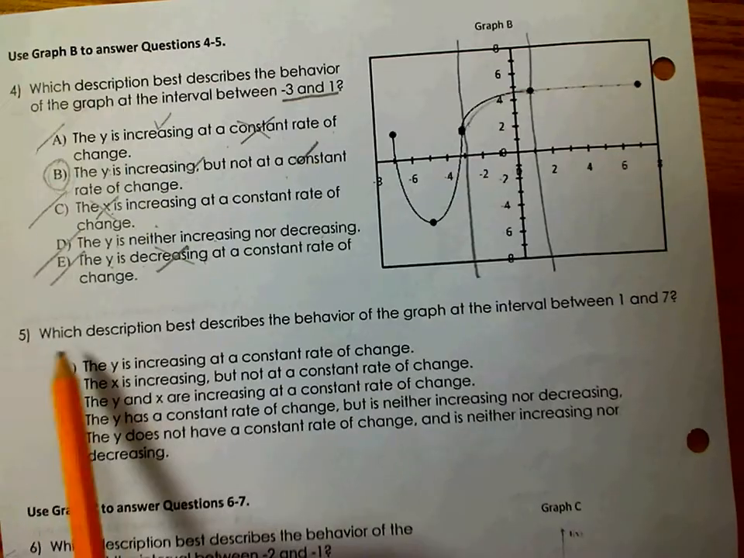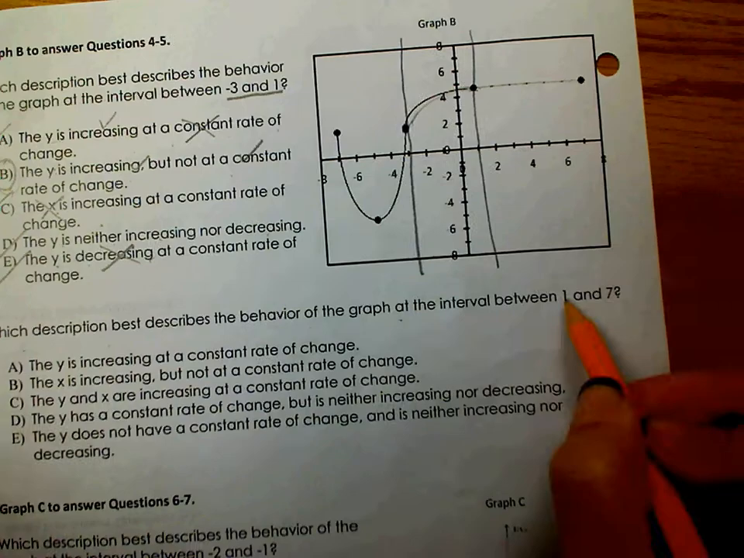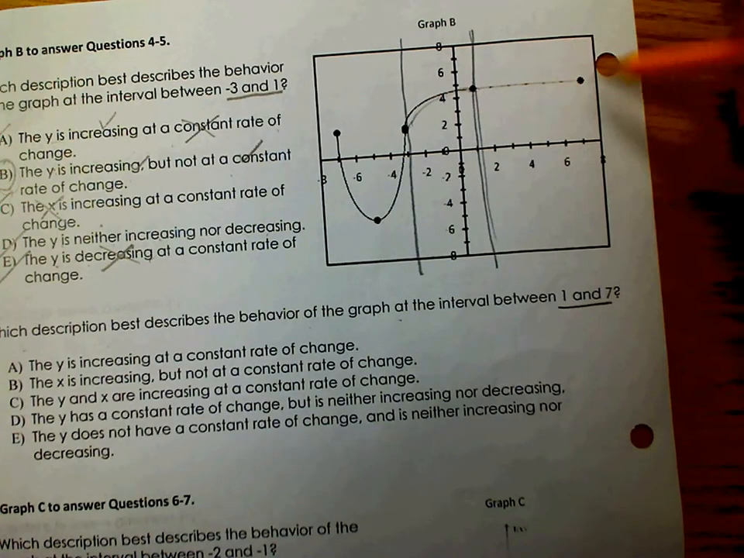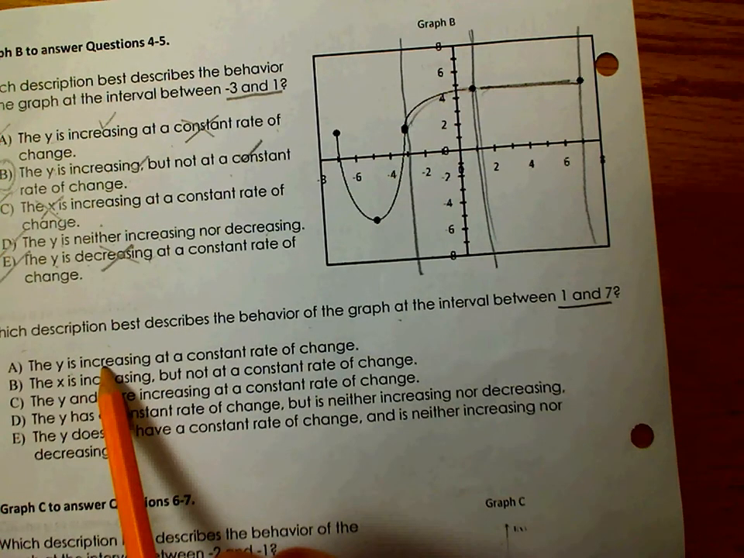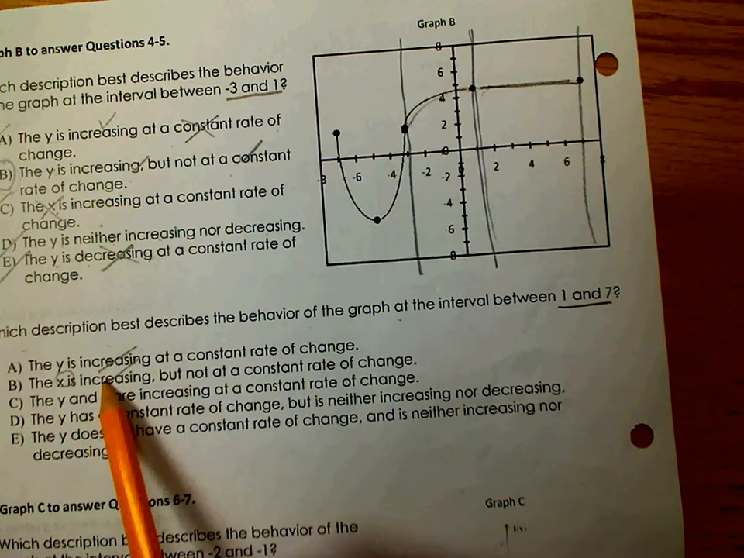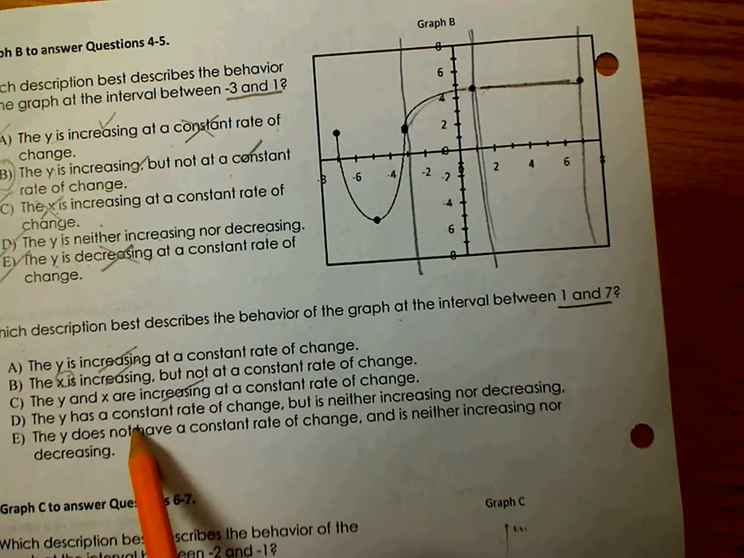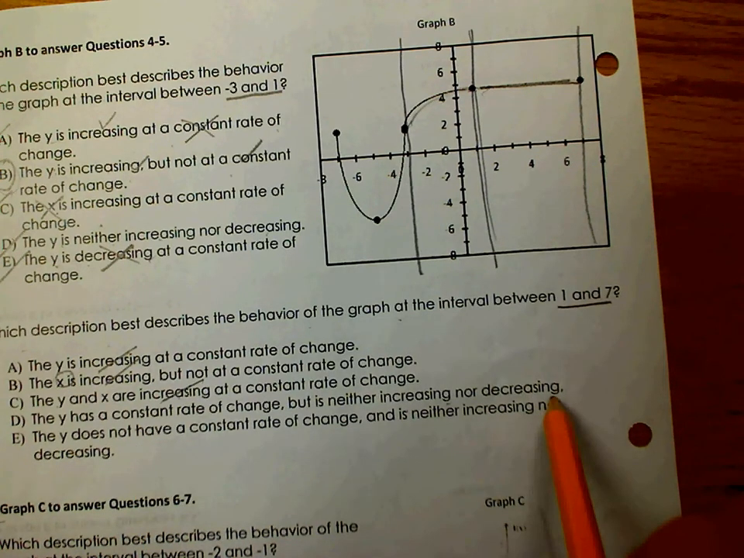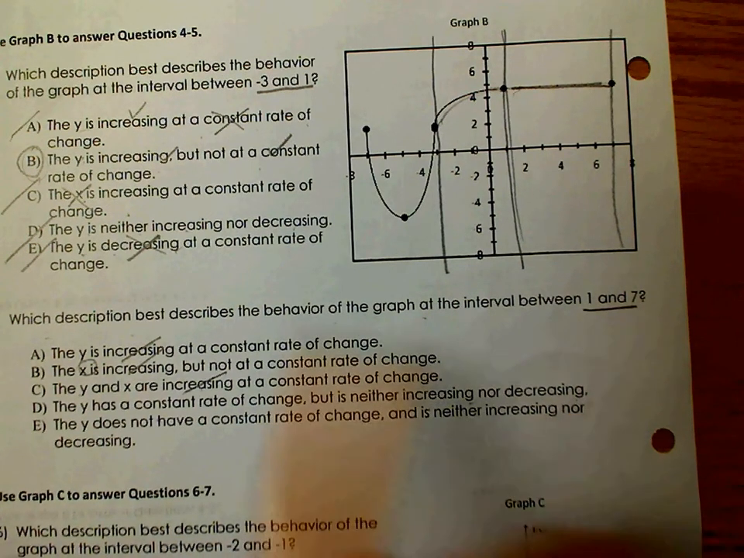Number 5, which description best describes the behavior of the graph at the interval between 1 and 7? So let's see, 1 and 7, what's going on here? The y is increasing, no. The x has nothing to do with the x. Y and x are increasing, no. It has a constant rate, well, yeah, it's straight, but is neither increasing nor decreasing. That's actually true because it's not going up or down. But let me just check. So I'm going to cross those out.